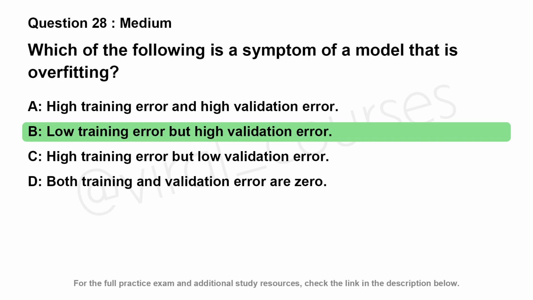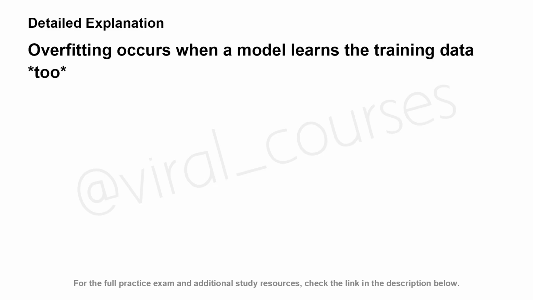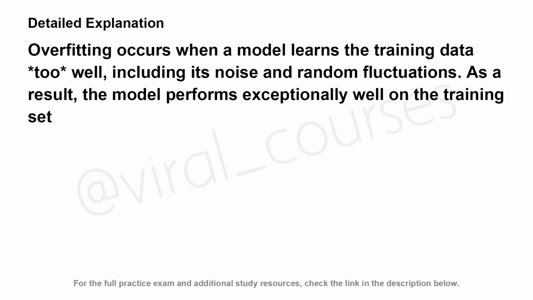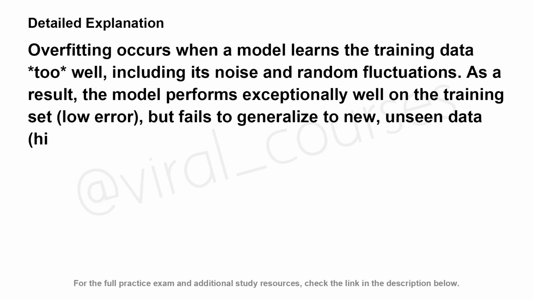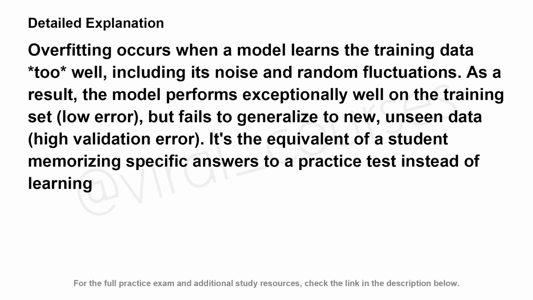The correct answer is B. Overfitting occurs when a model learns the training data too well, including its noise and random fluctuations. As a result, the model performs exceptionally well on the training set, low error, but fails to generalize to new, unseen data. High validation error. It's the equivalent of a student memorizing specific answers to a practice test instead of learning the underlying concepts.